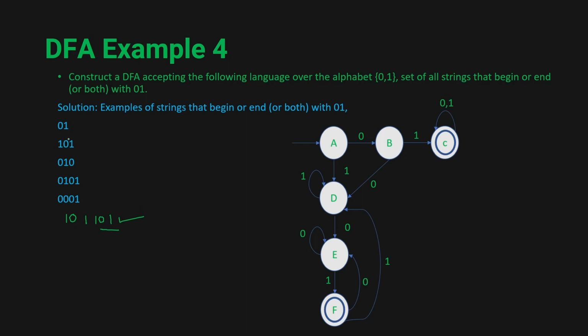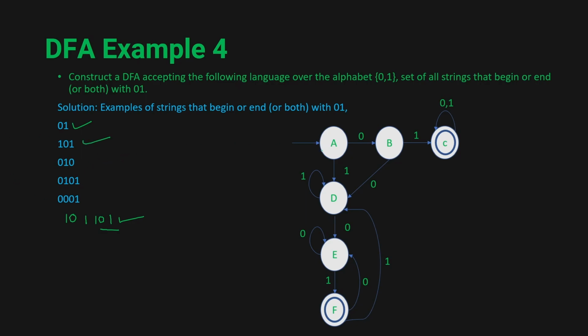Okay. Now let's test out all these strings, whether they are accepted or not. So 0, 1, is it accepted? You are in state A, you get input 0, you go to B, you get 1, you are in state C. Is it a final state? Yes. So this string is accepted. What about 1, 0, 1? You are in state A, you get input 1, you go to D, then you get input 0, you go to E, then you get input 1, you are in state F. Is it a final state? Yes. So this string is also accepted.